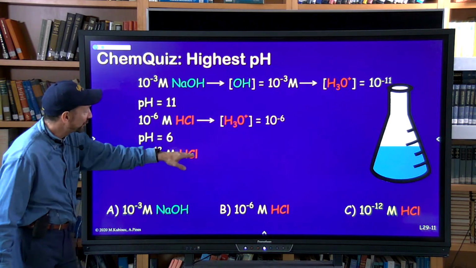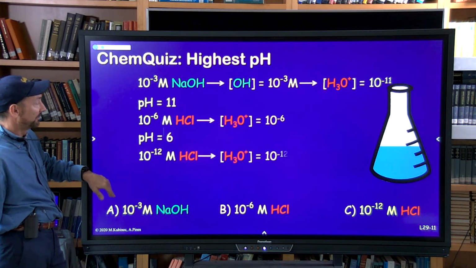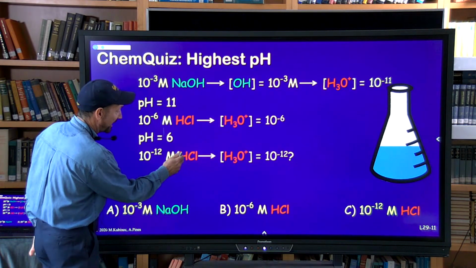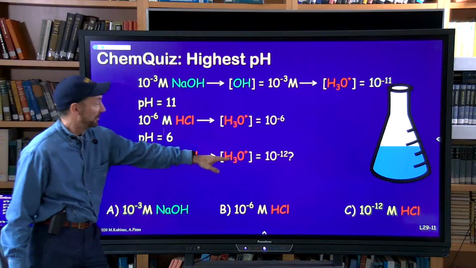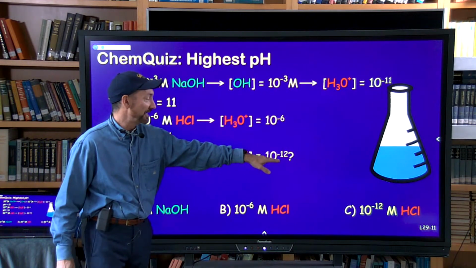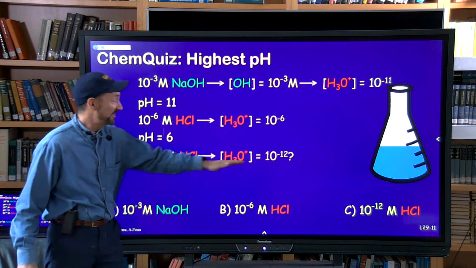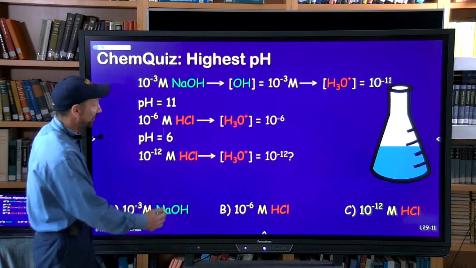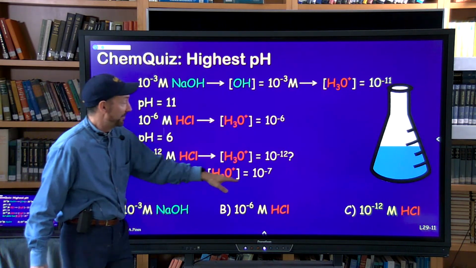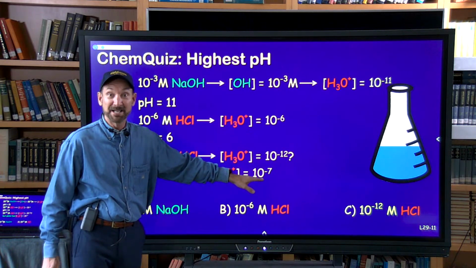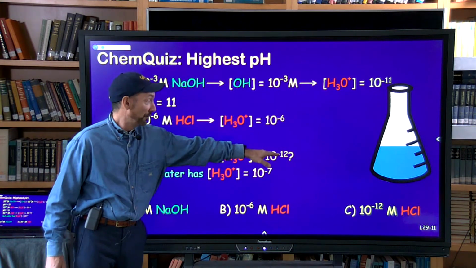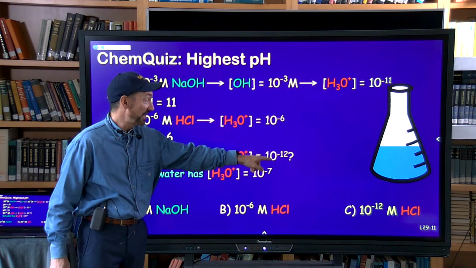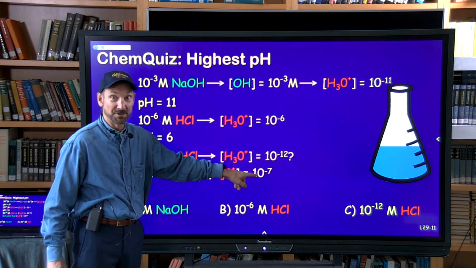What about 10 to the minus 12 molar HCl? Well, you'd say there's 10 to the minus 12 being added to the water to make H₃O plus at 10 to the minus 12. But that's a silly situation, because when you added this to the water, the H₃O concentration was already 10 to the minus 7. So that's 10,000 times bigger than that. If you add just 1/10,000th more to this, you don't change this number.